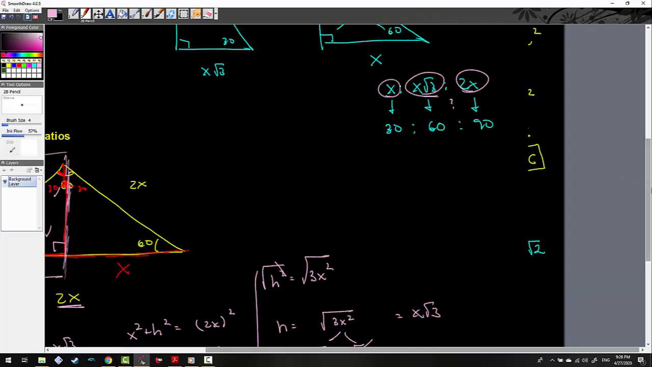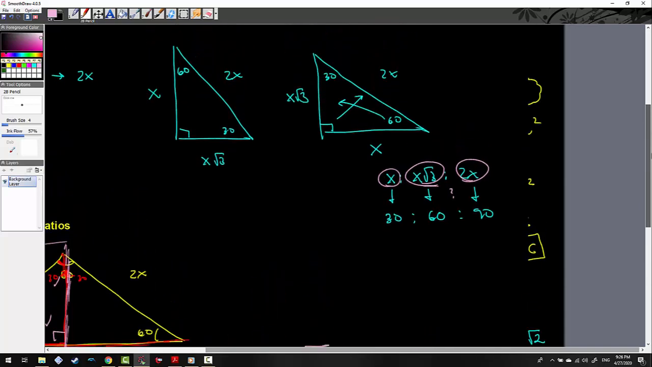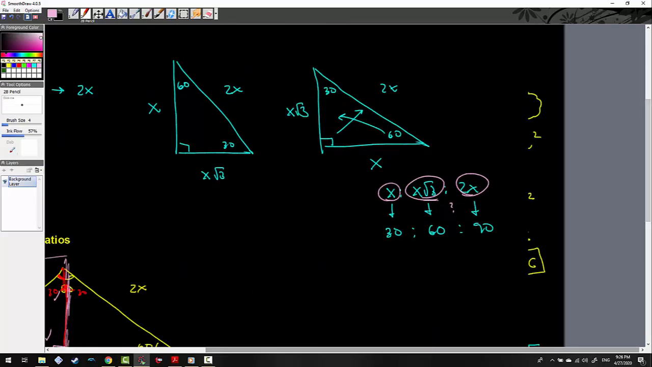So what you want to get out of this by the time it's all done is you want to be able to know these ratios of your special right triangles. No matter where the 60 and the 30 are, know the 30, 60, 90 right triangle, and know the 45, 45, 90 right triangle.